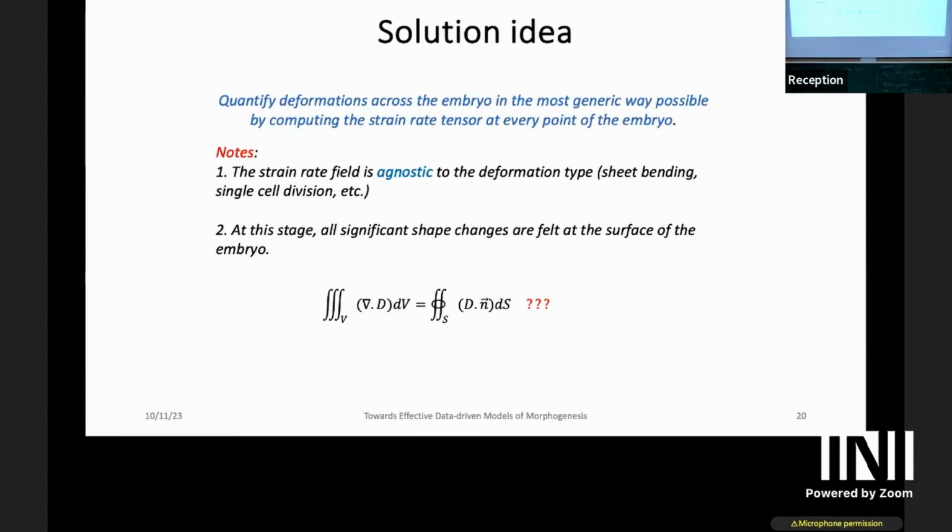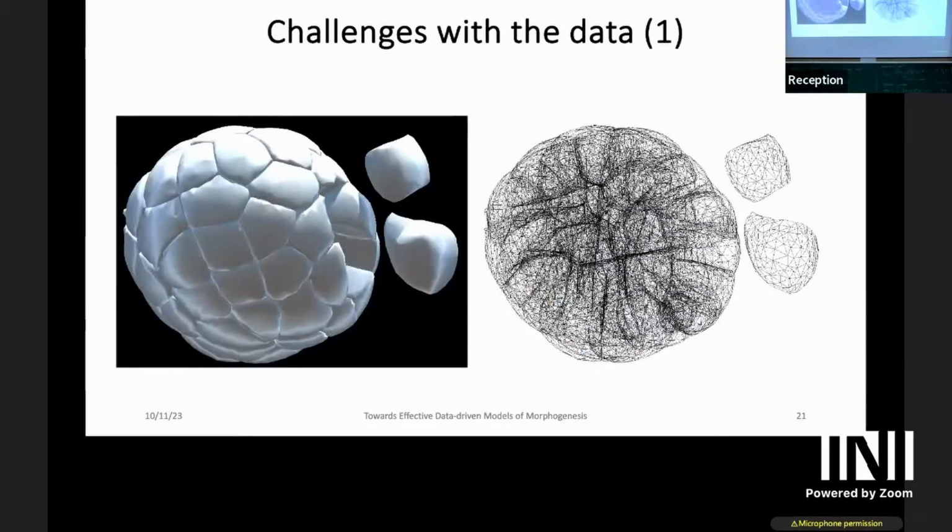Okay. So in order to do this, we want to quantify deformations across the embryo in the most generic way possible. And we do that by computing the strain rate tensor at the embryo. So now we have image data from developing ascidian embryos, and we are working with collaborators in Montpellier who have designed a very nice pipeline that helps transform this data into geometrical meshes.